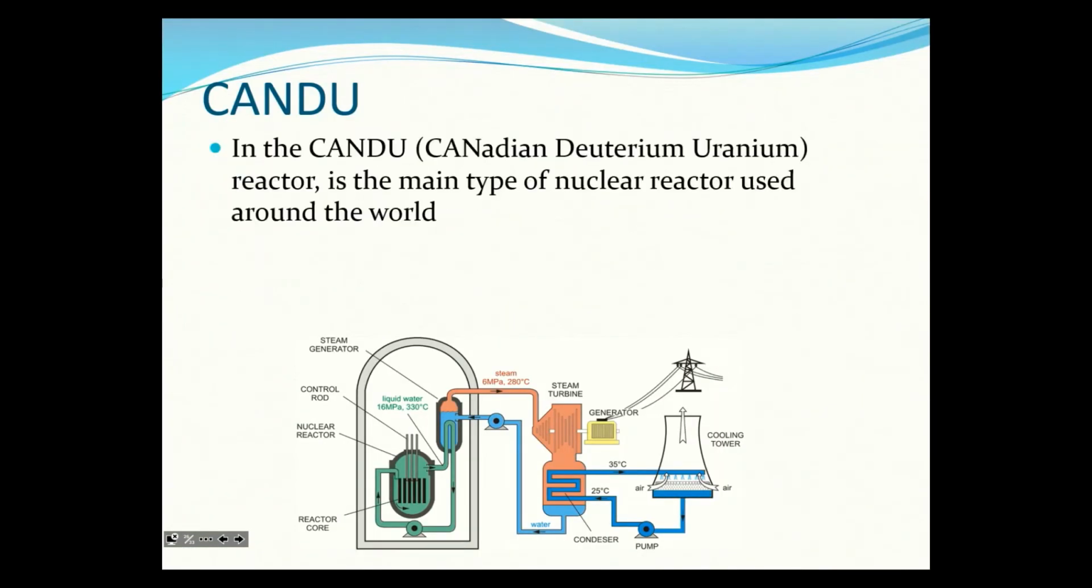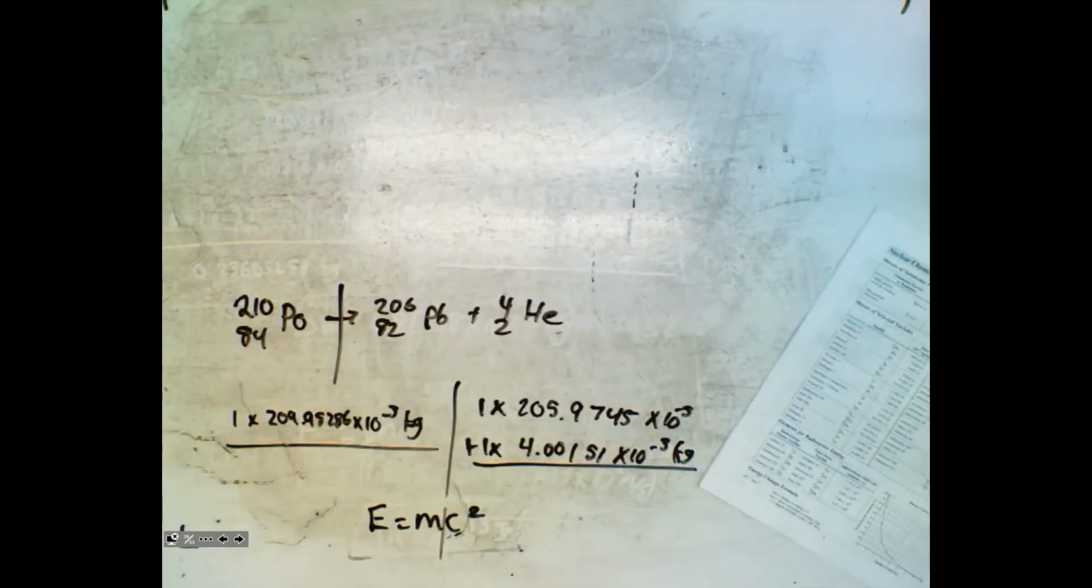Okay, so the CANDU reactor. In a CANDU reactor, which stands for Canadian Deuterium Uranium Reactor, that's the main type of nuclear reactor used around the world. CANDU reactors run on uranium fuel rods, and I have a uranium fuel rod here that you can take a look at. Here it is. So uranium has a really, really high energy density, which means you store a lot of energy in a tiny little place. So this is what a uranium fuel rod looks like.